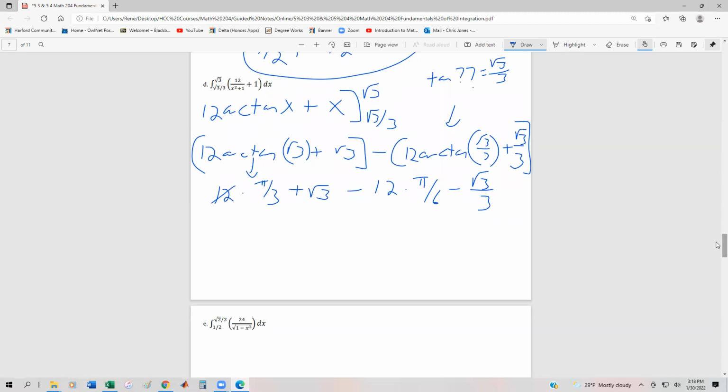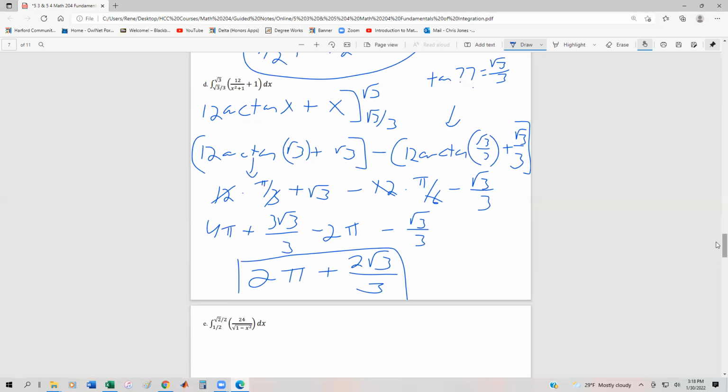We know that 12 times pi thirds is going to turn into 4 pi. I'm going to get a common denominator of 3 for that square root of 3. This is going to turn into negative 2 pi, and then we still have that root 3 over 3. So ultimately, one possible answer we can get is 2 pi plus 2 roots of 3 over 3. If you're having trouble with the arctangent evaluations, what I would suggest is get a unit circle and have that unit circle ready for you to be able to find those trigonometric values.